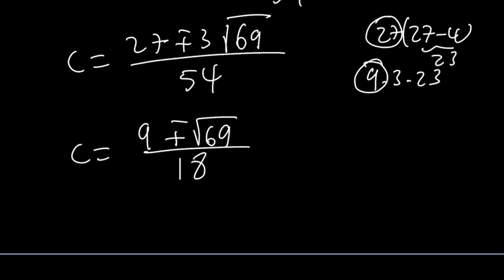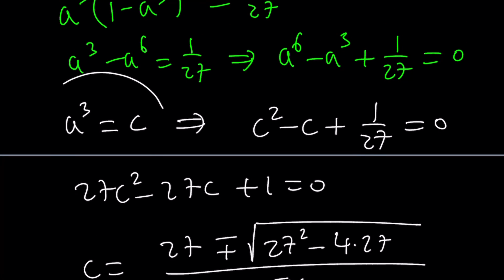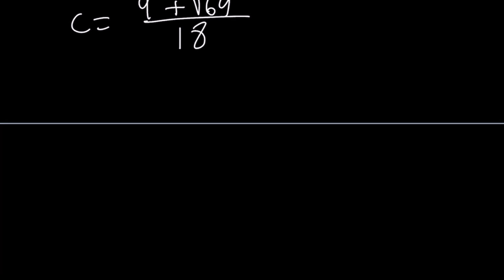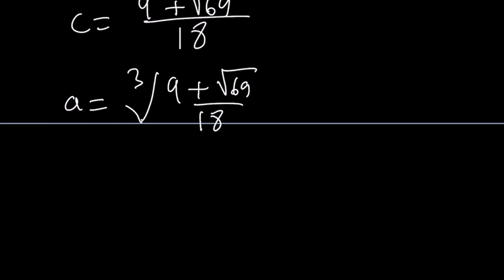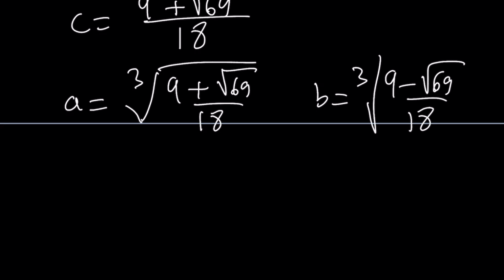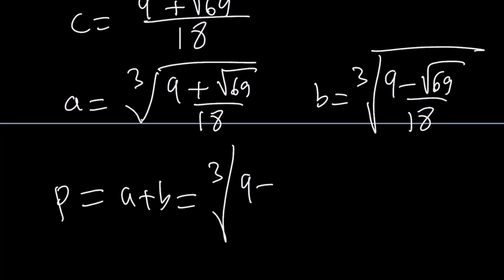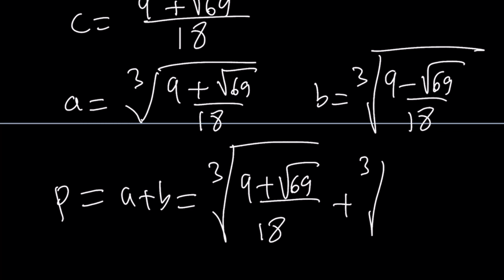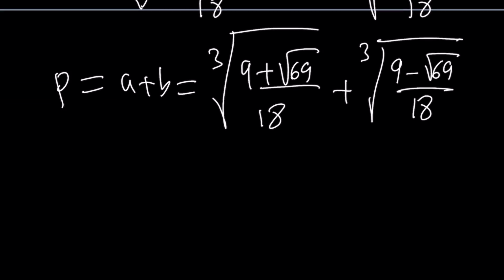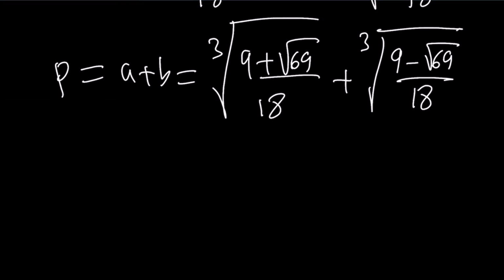Beautiful. This is the value of c, but remember, a cubed is c, so a is going to be the cube root, but there are 2 cube roots because the other one is going to be b. So a can be written as cube root of this, and b can be written as the cube root of the conjugate. And guess what? P is going to be a plus b, which is the cube root of 9 plus the square root of 69 over 18 plus the cube root of 9 minus the square root of 69 over 18. And guess what? That's going to give us the plastic ratio.